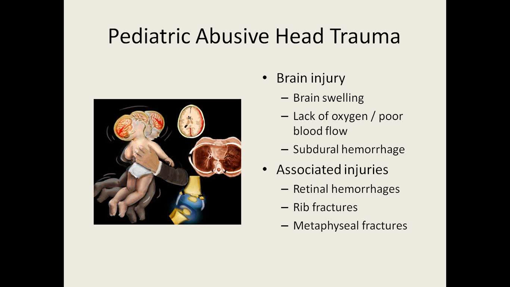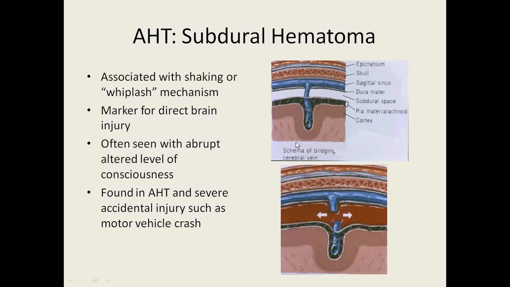The associated injuries we're going to talk about today are specifically retinal hemorrhages, and that's bleeding in the back of the eyes, rib fractures, and a special type of fracture called a metaphyseal fracture, which is another type of fracture that is specifically associated with head trauma. So we'll walk through. I wanted to start, again, with the subdural hemorrhage.